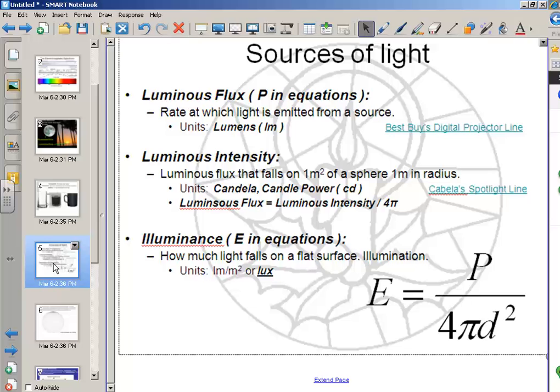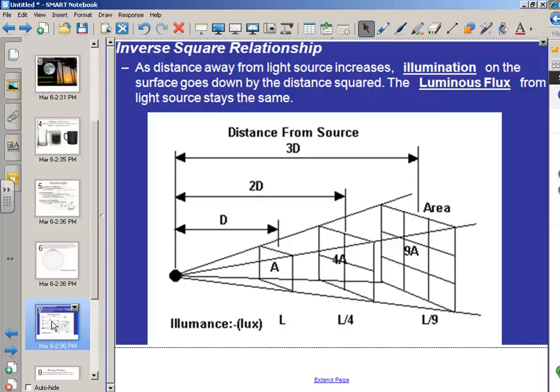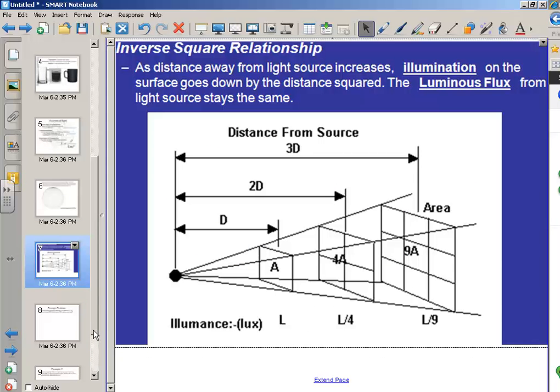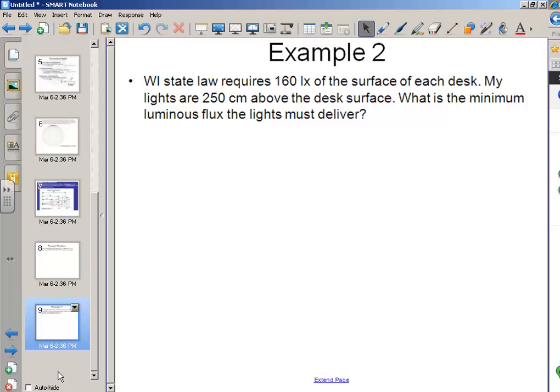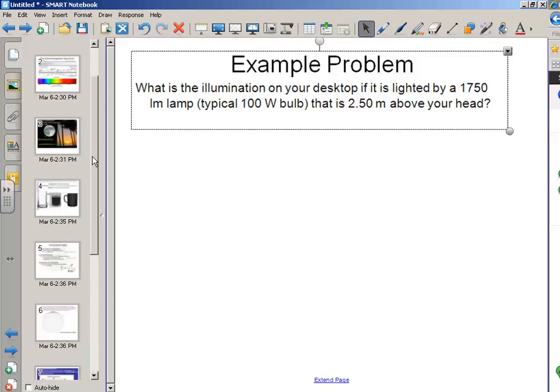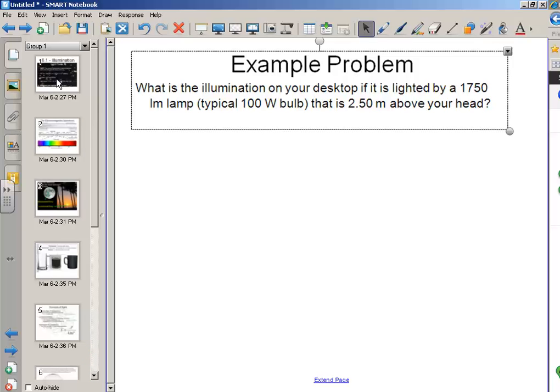We measure how bright surfaces are, how bright this lamp is, and then what's called the inverse square relationship. And then we'll finish off with a couple of example problems today. Example problem 1 and example problem 2 from 16-1 in your book. So let's get started.